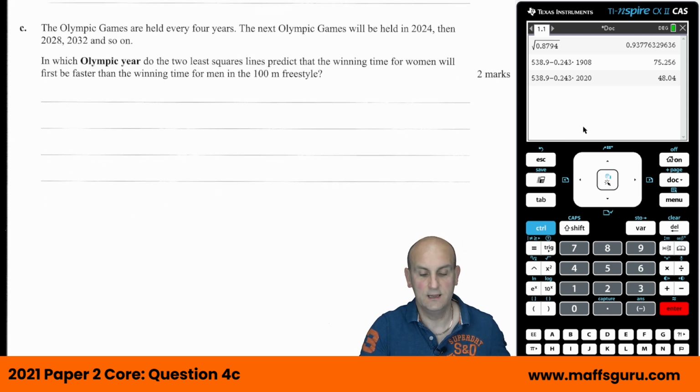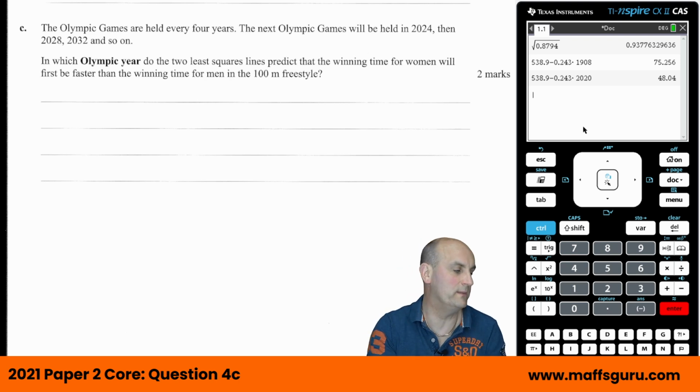C was a trick question, all right? And it tricked me initially, and I was like, hold on a moment, why is that in bold? And then I worked it out. So, basically, we're trying to find out for the first time that the winning time for women will be faster than the winning time for men. Now again, this was another carbon copy of the 2021 Northern Hemisphere exam for further maths. Literally, they just changed the numbers, or very similarly.